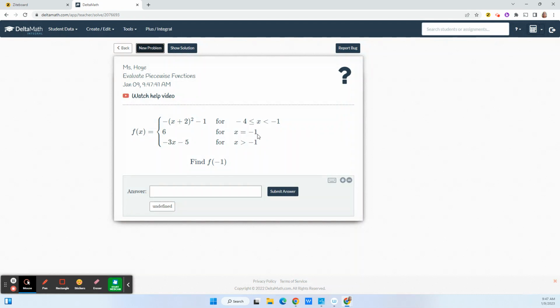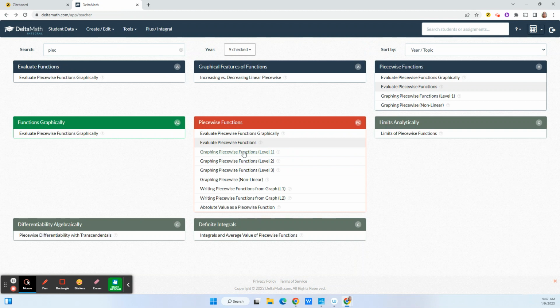-1. This is greater than -1. This is equal to -1. They're actually all that easy because I just gave you the level 1s in your evaluate. So that should be pretty easy.